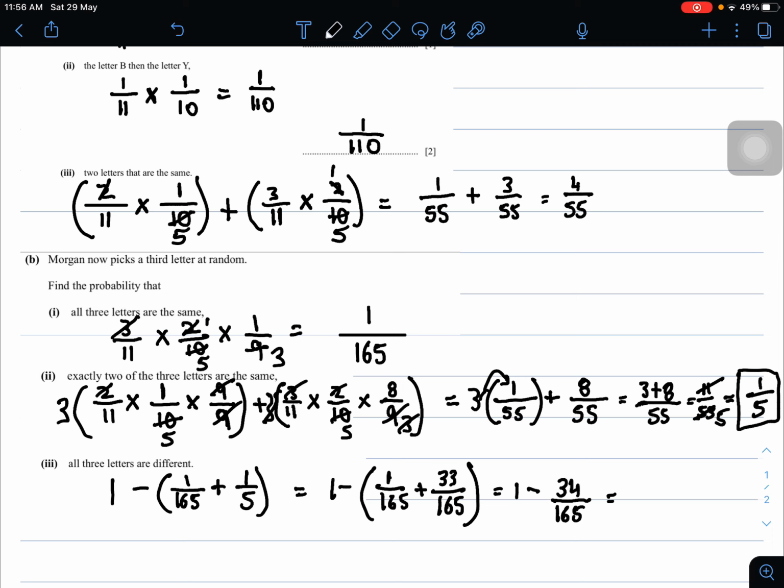Now it would be really easy to work out, as all we need to do is 165 minus 34 divided by 165. So what I did is I rewrote 1 as 165 divided by 165. If you see, that is the same as 1, because if you cancel 165 divided by 165, you will get 1. So 165 minus 34, if you do it mentally, or if you input it into your calculator, you will get 131 divided by 165. Therefore this will be your final answer for part B3.